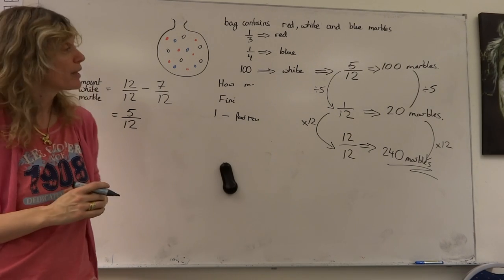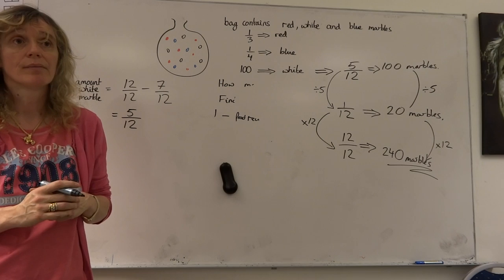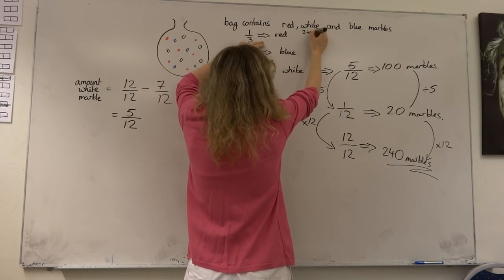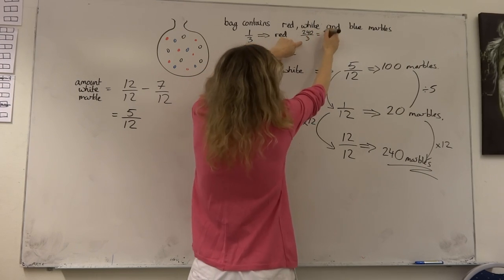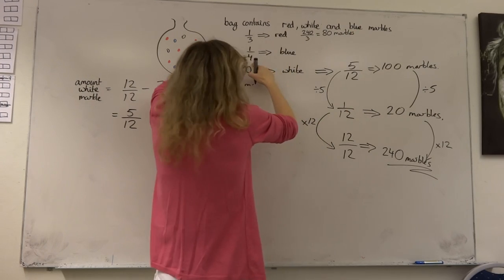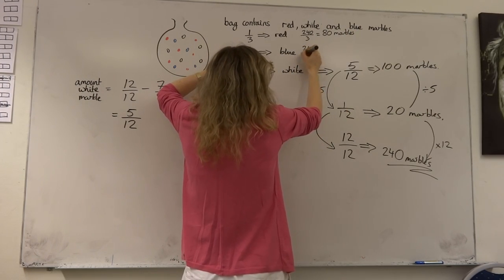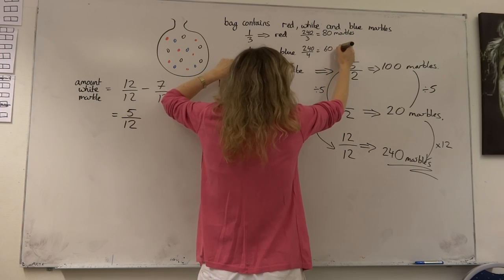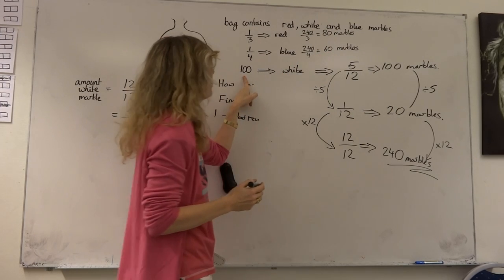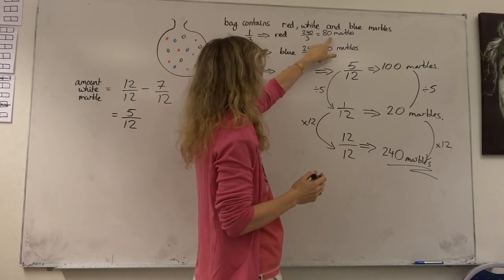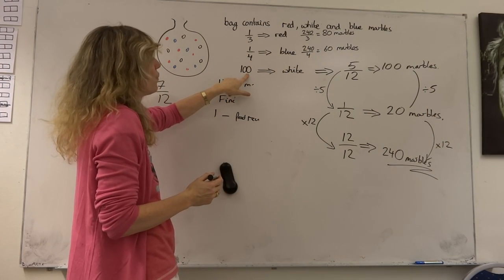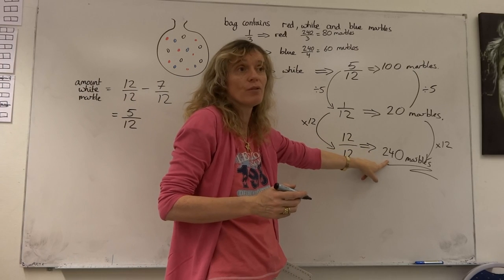Am I finished? No, because one of the things I've asked you to do is a check. If I'm right, I should be able to take a third of these marbles, 240 divided by 3, that would give me 80. 80 red marbles. A quarter of my marbles would be blue, that would be 240 divided by 4, 60 blue marbles, and add them to my 100 marbles here. 100 and 60 and 80. 80 plus 60 is 140. Add 100 there, it's 240. I'd get 240 marbles here.